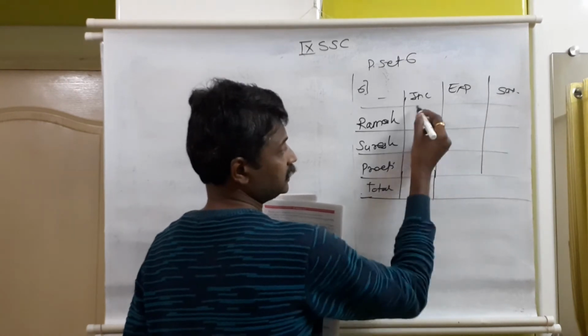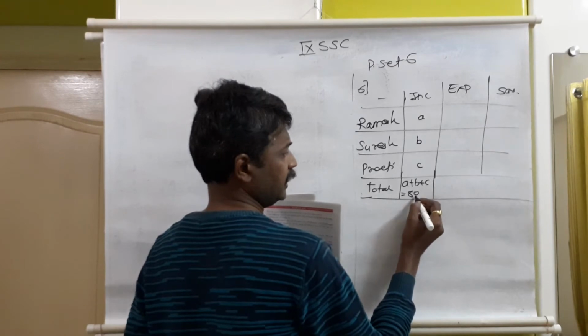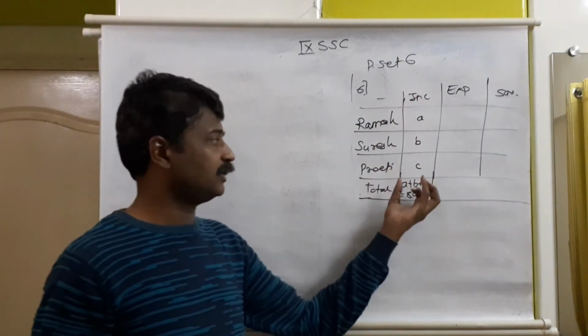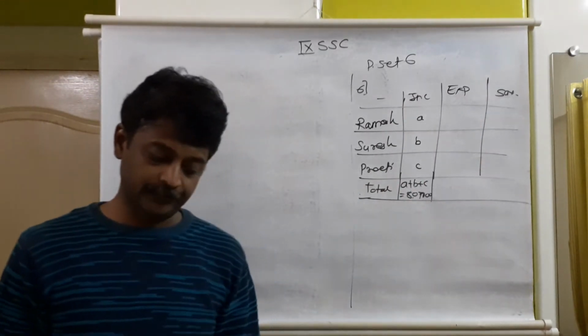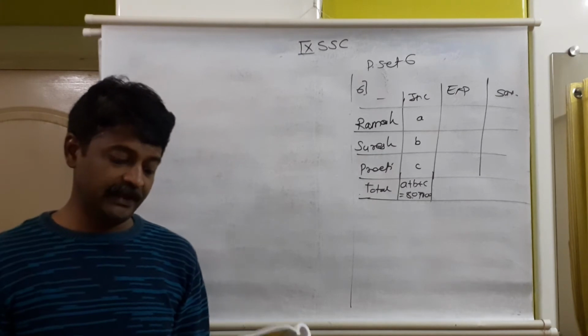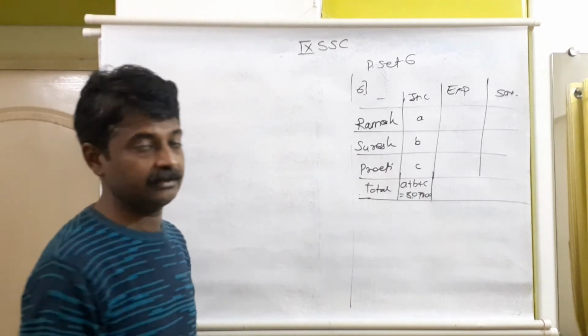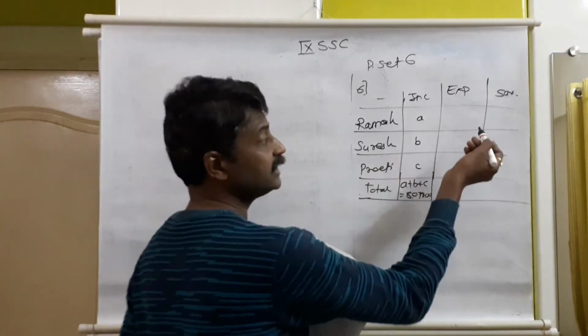Total income of all the three persons, that is A plus B plus C, is equal to 8,07,000 rupees. Addition of all the three incomes. This information is given in the question. Okay. Expenses. Expenses are 75%, 80% and 90%. First, Ramesh, it is 75%. When it is 100, then 75. If it is A, then how much?